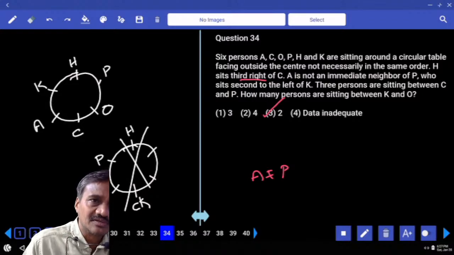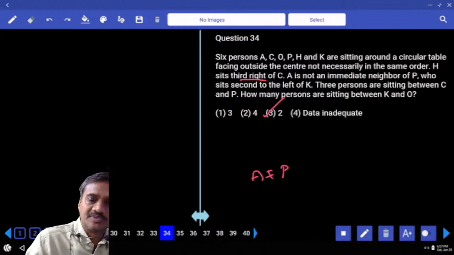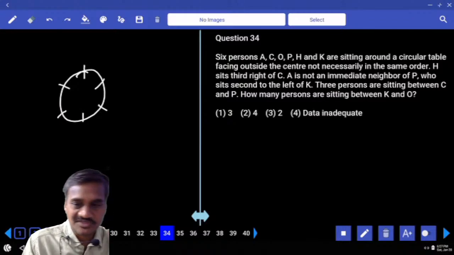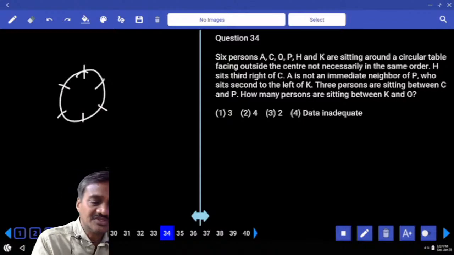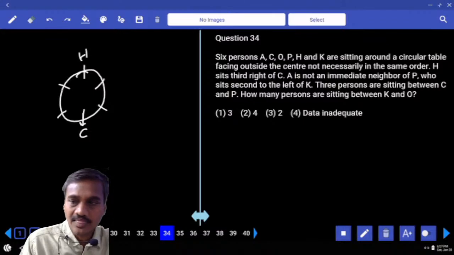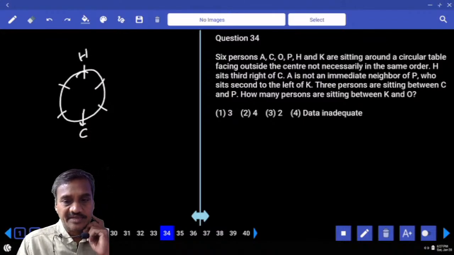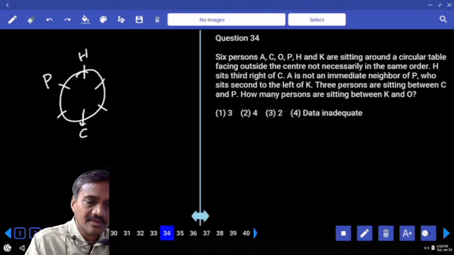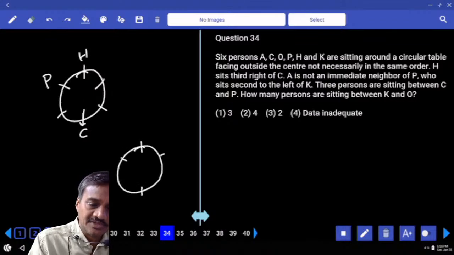Facing away from the center. Now these persons are facing away from the center. Now there are 6 persons here. And H sits to the right of C, C and H. C is away and right hand side. Then A is not an immediate neighbor. P sits second to the left of K. And 3 persons between C and P. And in the next case, now 3 persons between C and P. C is here, H is here. Then 1, 2, 3, P will be here.